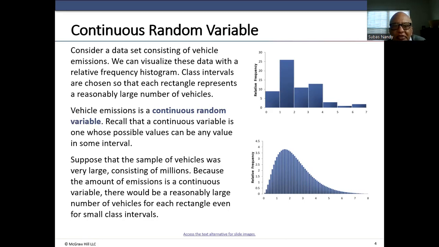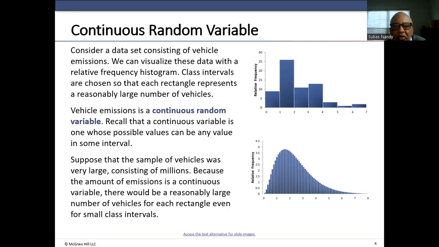Consider a data set consisting of vehicle emissions. We can visualize this data with a relative frequency histogram. Class intervals are chosen so that each rectangle represents a reasonably large number of vehicles. So on the horizontal axis, you have the sizes of the particles which are coming out from the tailpipes or the exhaust of the car. For the first group, the particle sizes are between 0 and 1. For the second group, the particle sizes are between 1 and 2, and so forth.